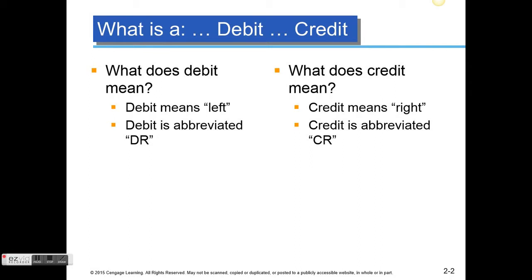But be careful about thinking that credit always means minus, because that's not true. We could have an account that has a positive number, but yet it just sits on the credit side because based on our accounting equation, it must be in balance. So this is the way that we do that now.